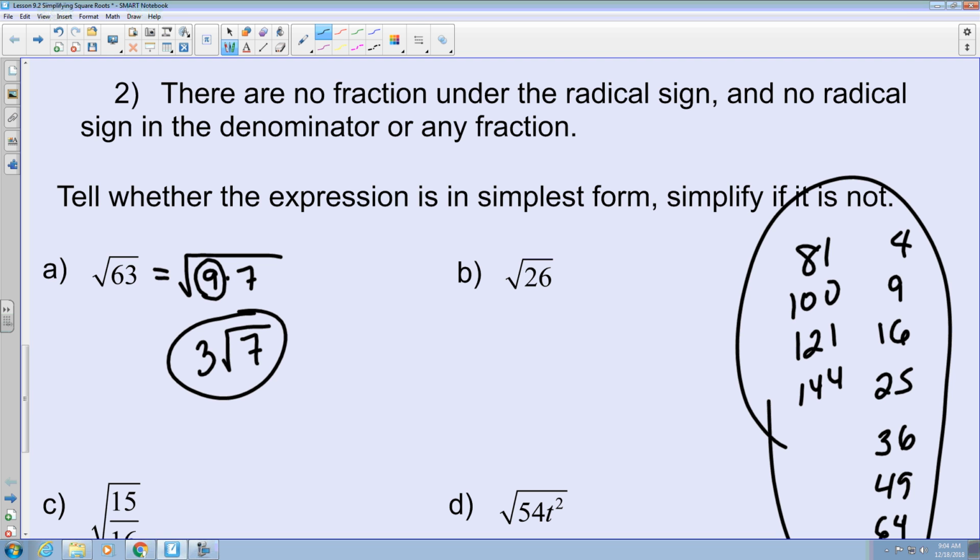If you look at the square root of 26, you have to ask yourself, first off, 26 is not a perfect square number. Are there two values giving you a product of 26, but one of them is a perfect square number? Well, there are only two products I can do: 1 and 26, but that doesn't help us at all, and 2 times 13. Neither one of those values are perfect square numbers, so the square root of 26 is, in fact, in simplest form.